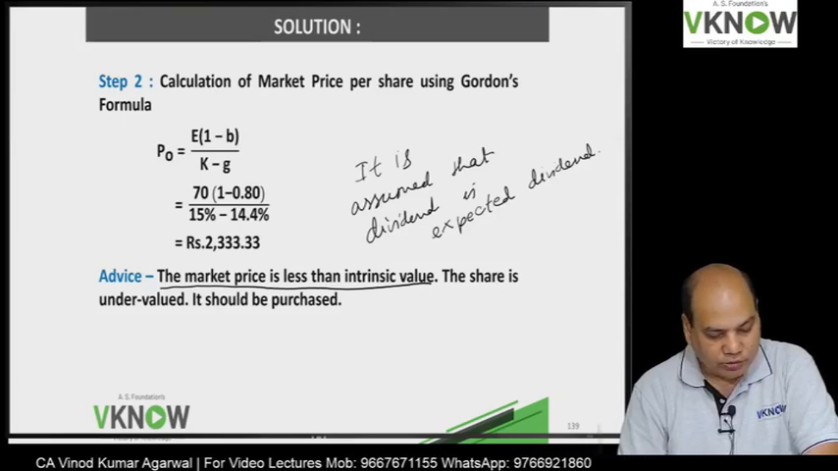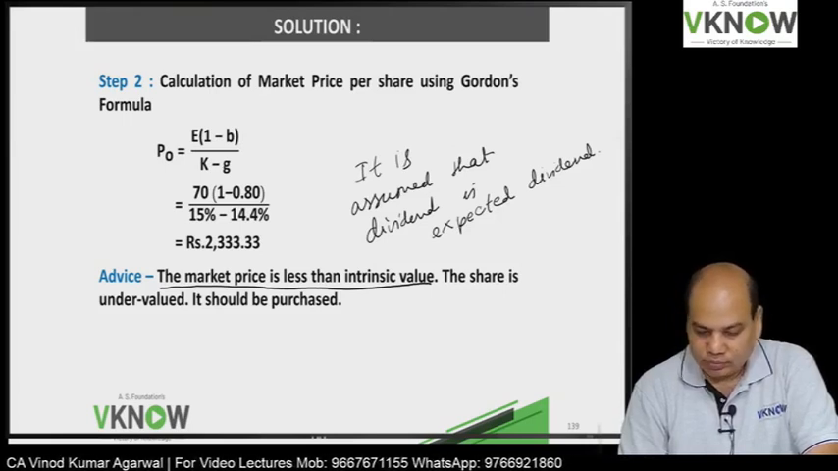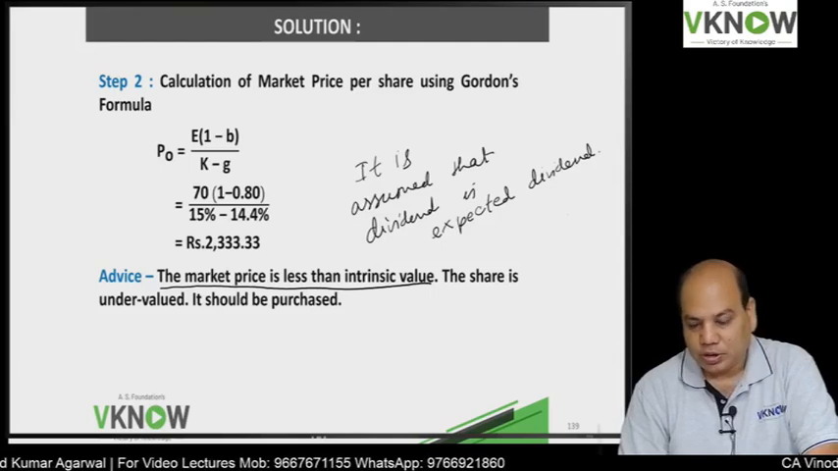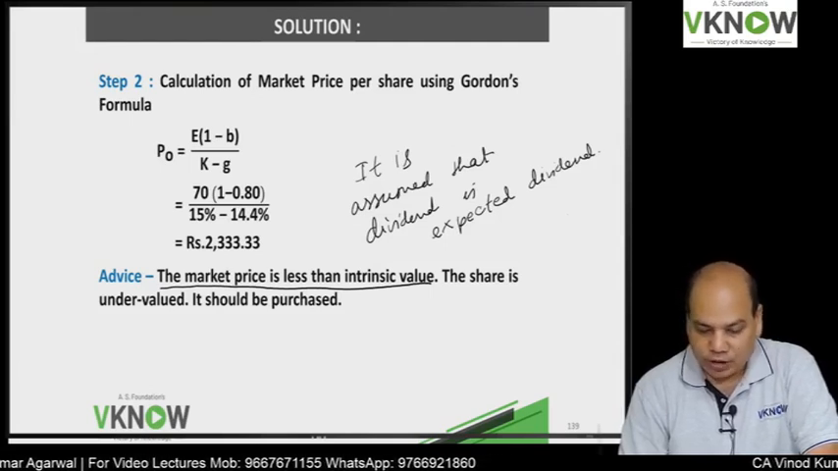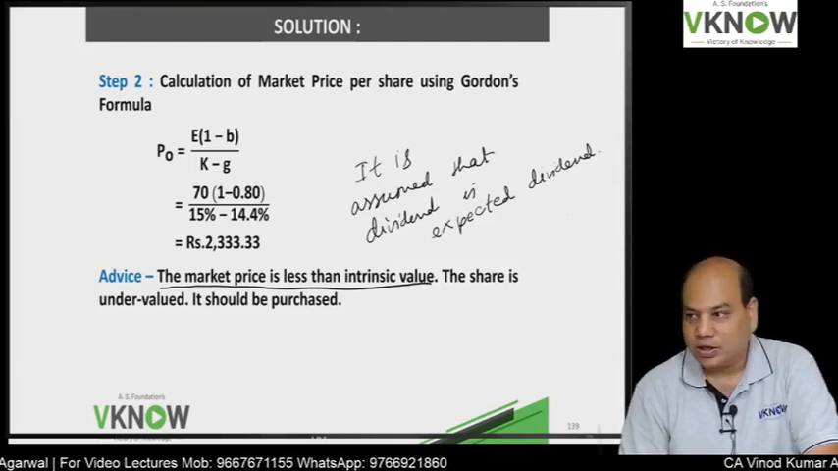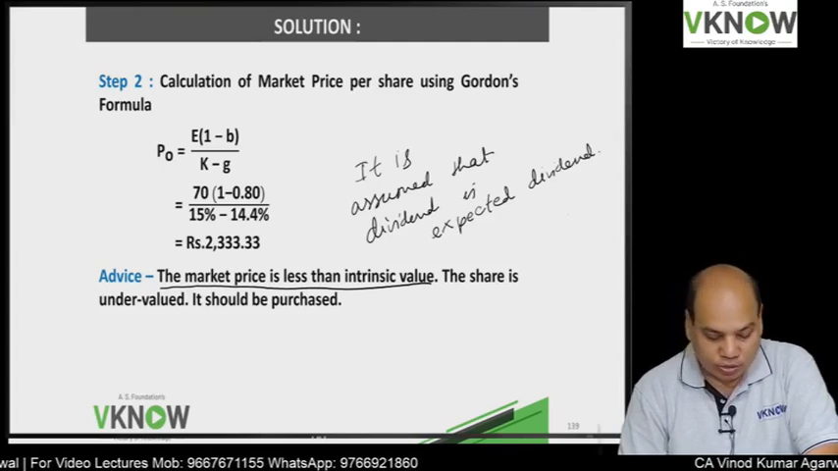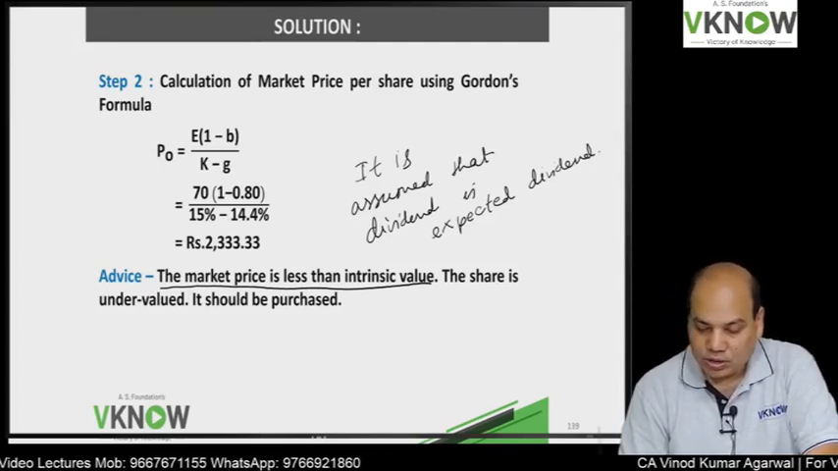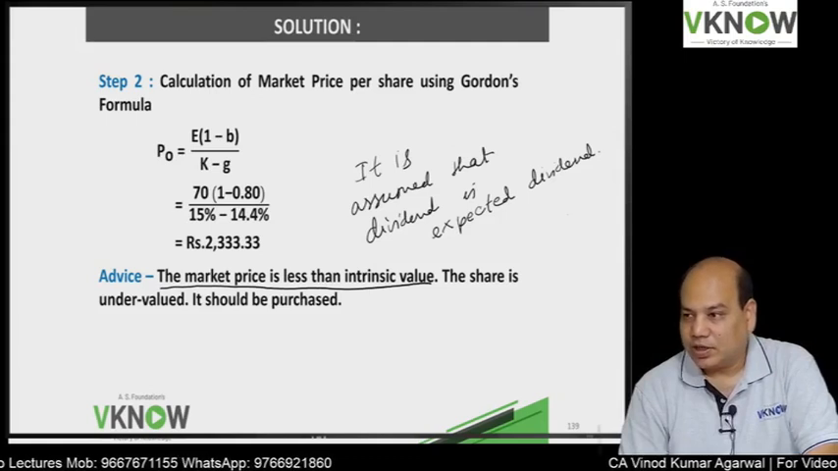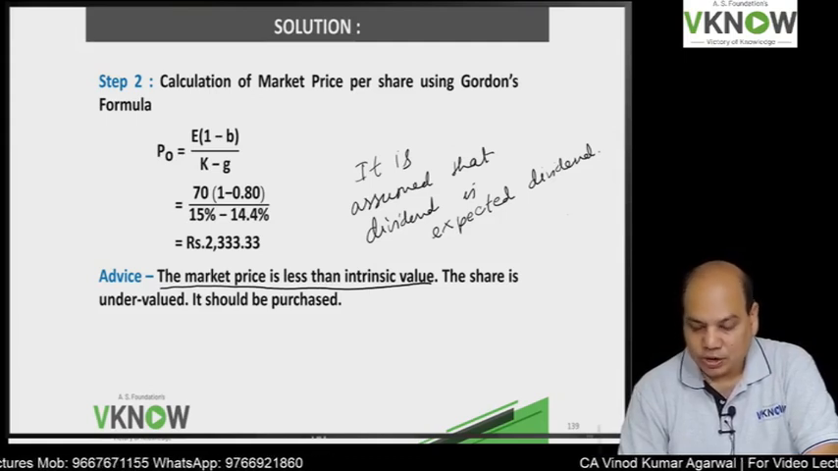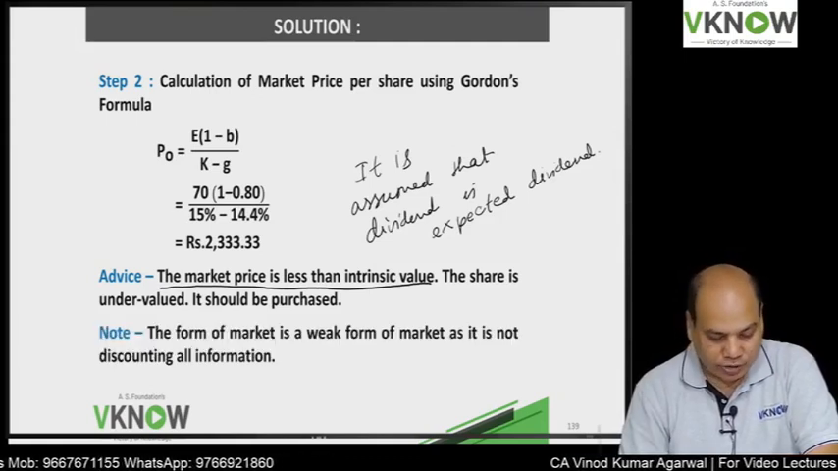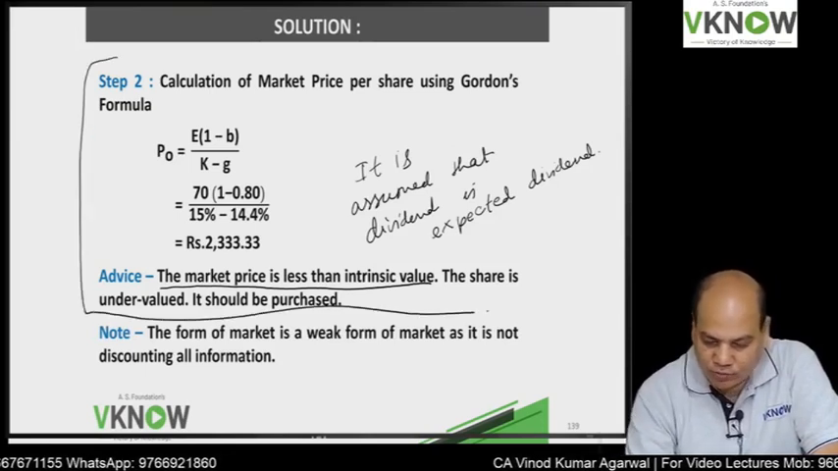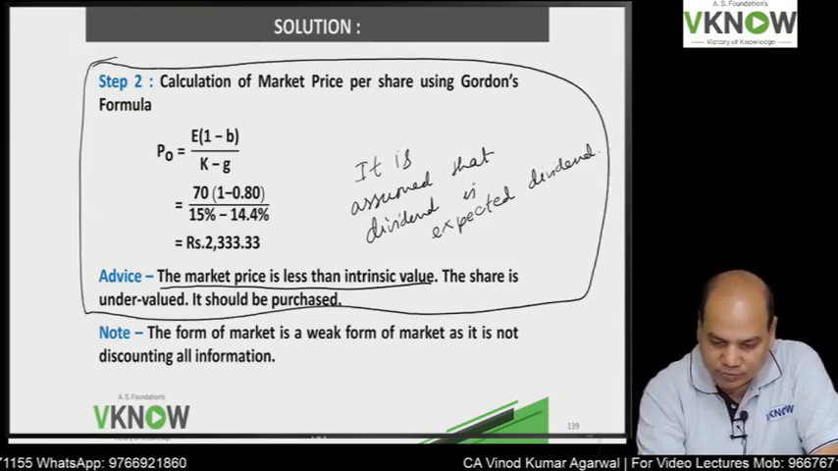Market price was 2100. But the calculation gives me 2333.39. And if you take D1, the answer will be higher than that. It will be 2669. In both cases, the current market price is less than intrinsic value. Hence, it should be purchased. Up to this, the question was on valuation of share.